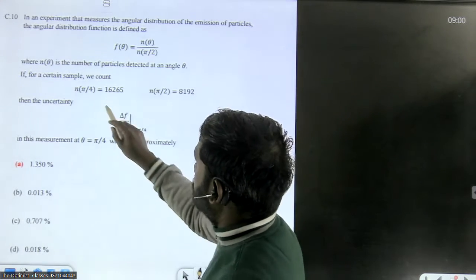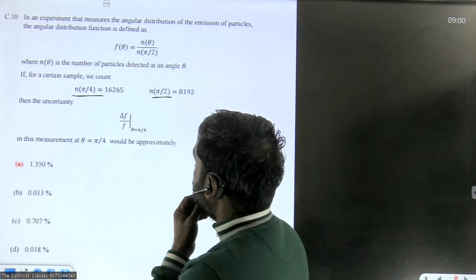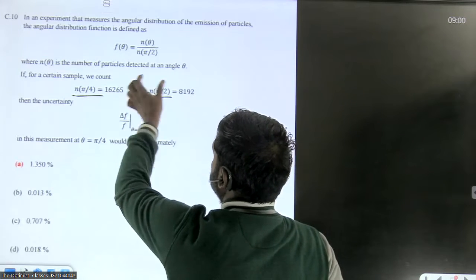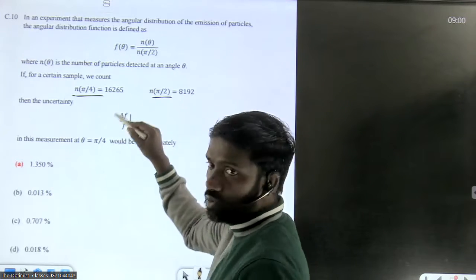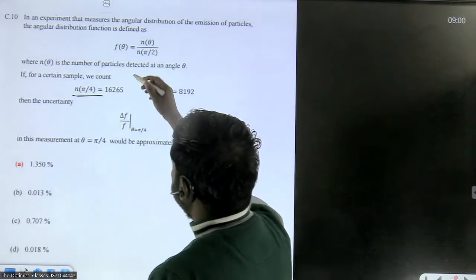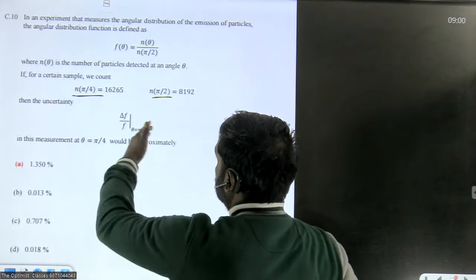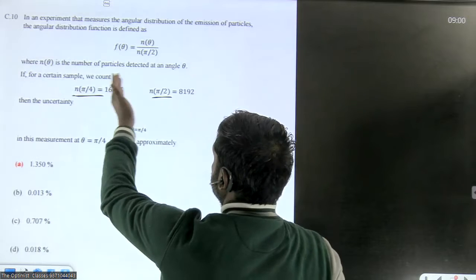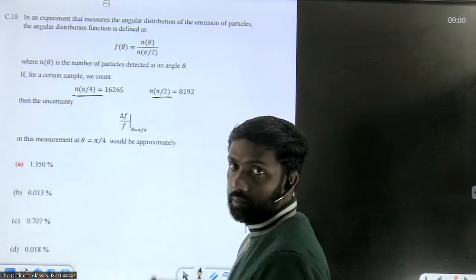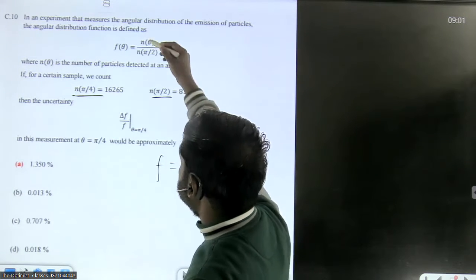See, when you put theta equal to pi by 4 and theta equal to pi by 2, this number is just twice this number. If you divide this one by this, you get something like 1.9, very close to 2. So we can approximate this function: as a function of theta, when you increase theta from pi by 4 to pi by 2, it is becoming half. So we can think of approximating the function. I thought of it like this: this n theta will be of this form.